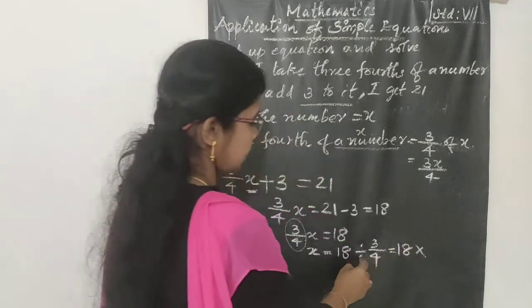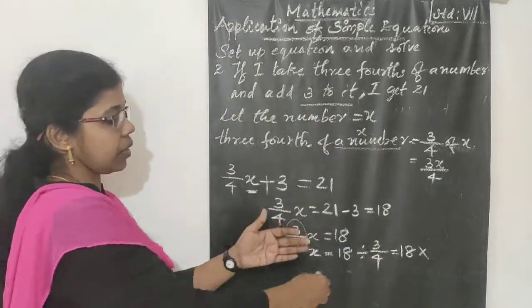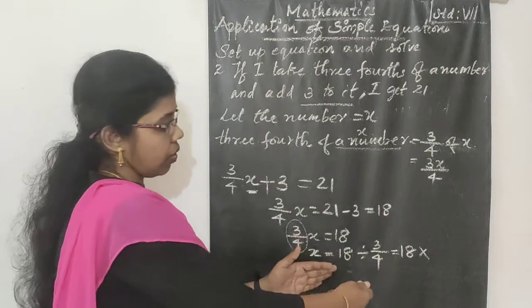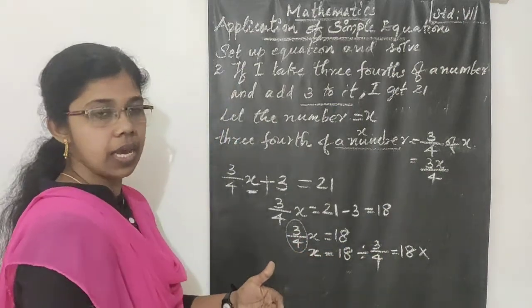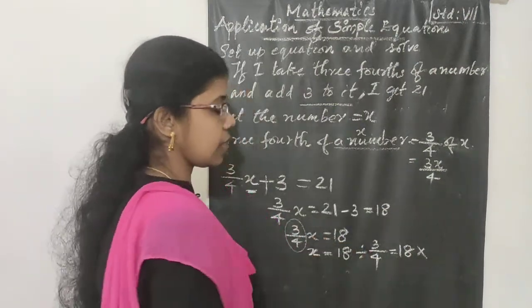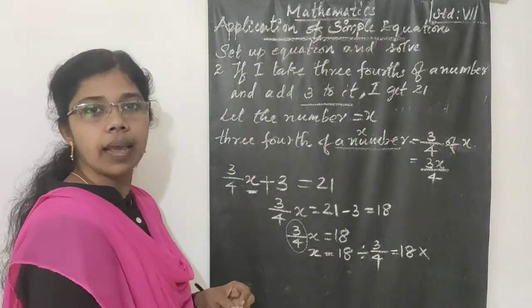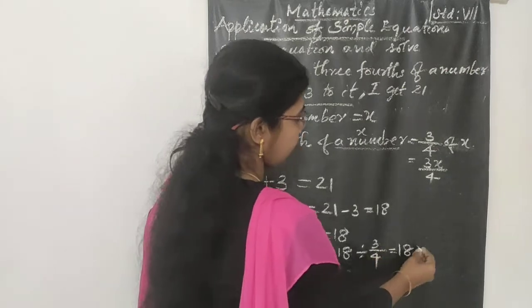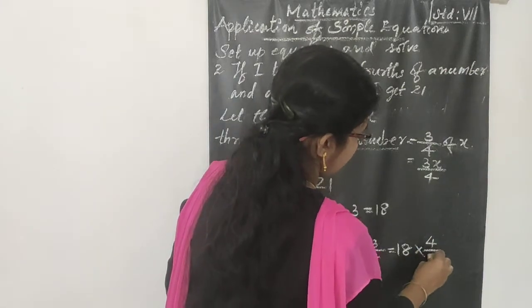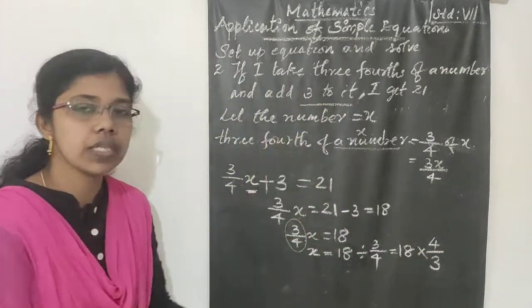This division changes into multiplication. That is multiplication here, division of fractions. But at that time what do we do? Yes, division changes into multiplication. Then take the reciprocal of the second fraction. What is the reciprocal of 3/4? Yes, 4/3.